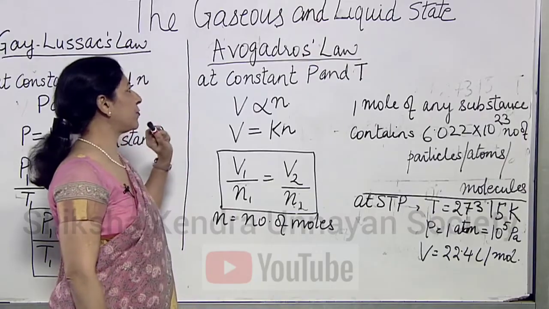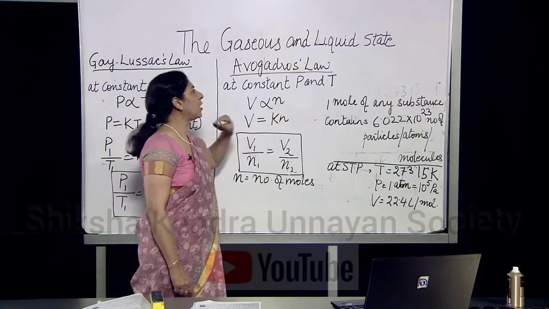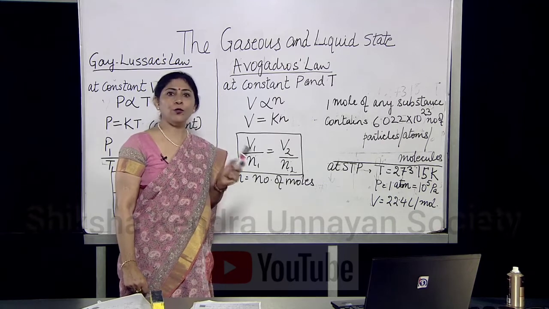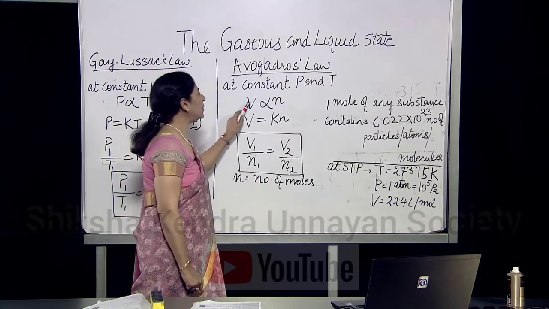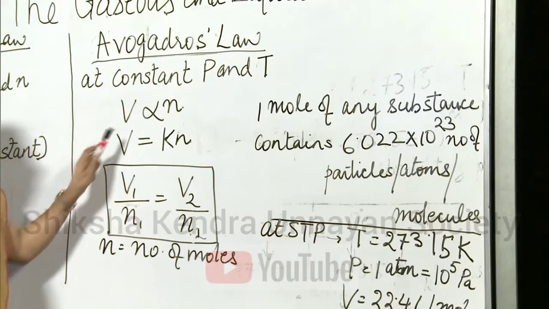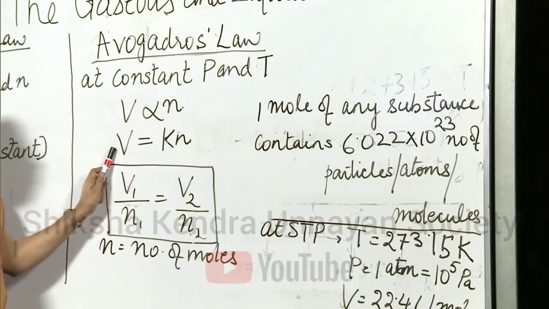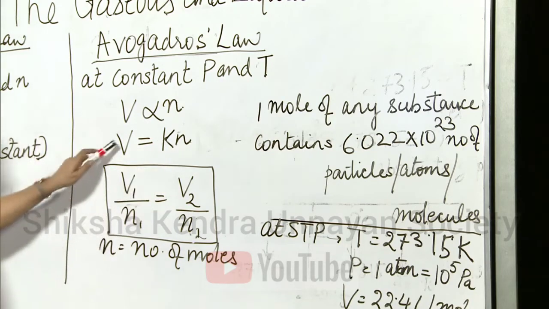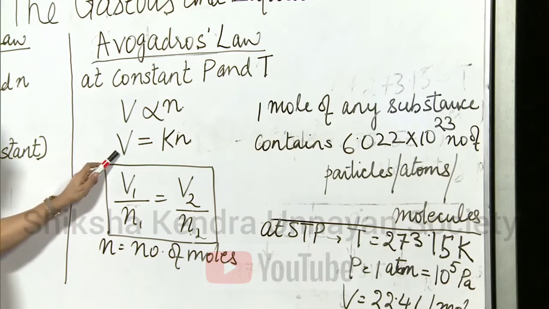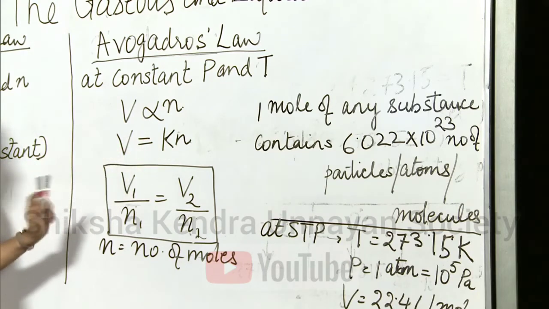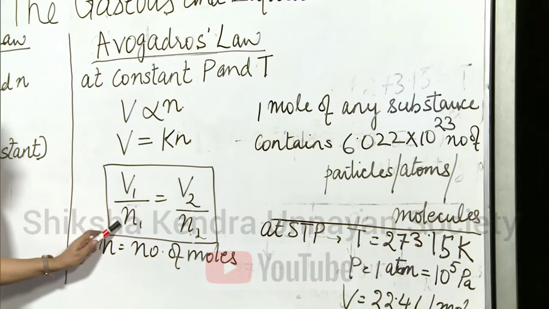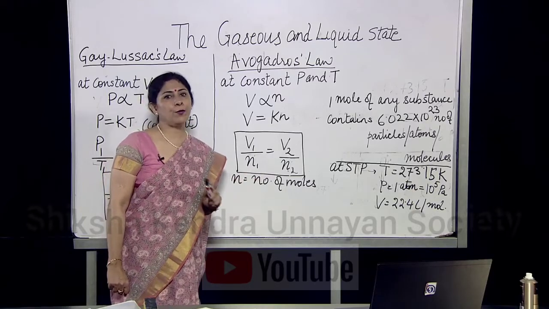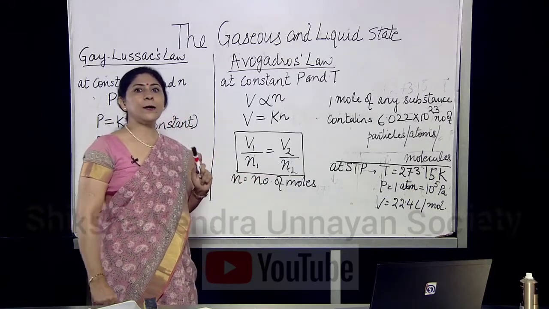Here in Avogadro's law, pressure and temperature are constant. When pressure and temperature are constant, what two entities are left? Volume and number of moles. So, volume is directly proportional to the number of moles, or if you remove the sign, we have V is equal to Kn. Again, K is a constant. If you bring this n over here, we get V upon n is equal to K, or we can say V1 upon n1 is equal to V2 upon n2, where n is the number of moles.